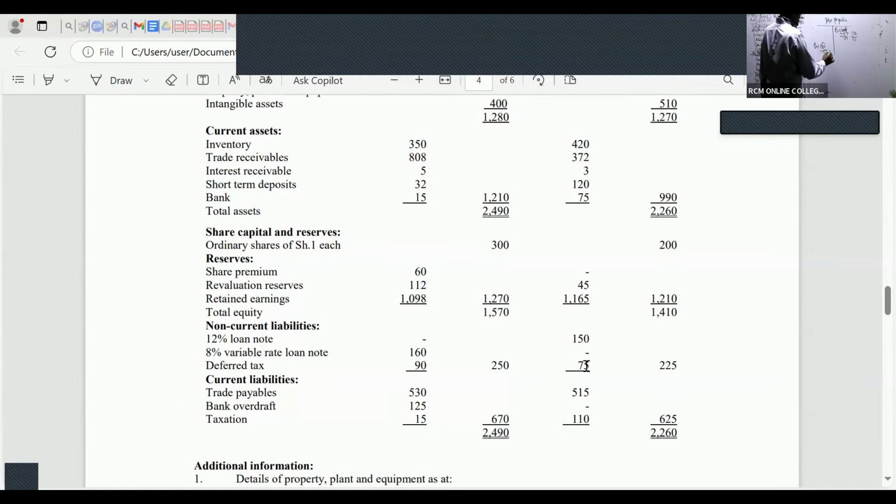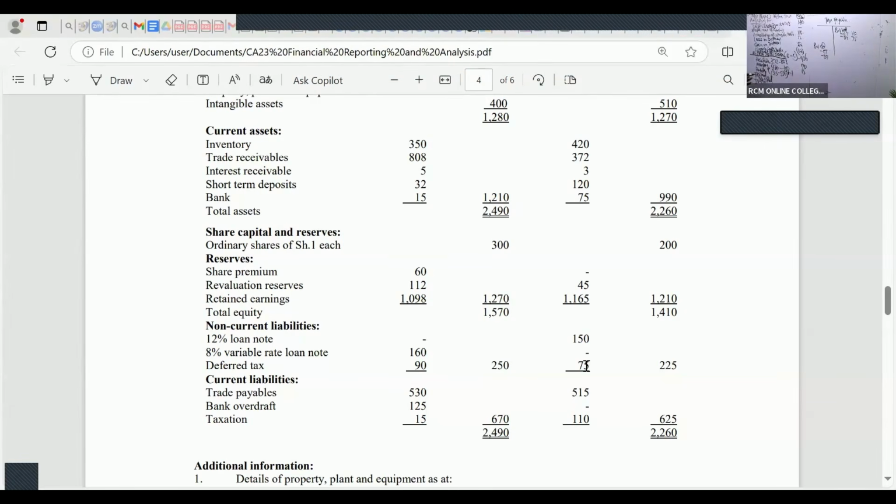So in this case here, we have current tax, and then we have deferred taxation. Now we are looking at current taxation. I can see there it is 15, and deferred is 90. So 15 and then 90, like that.